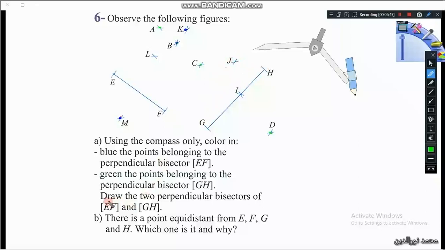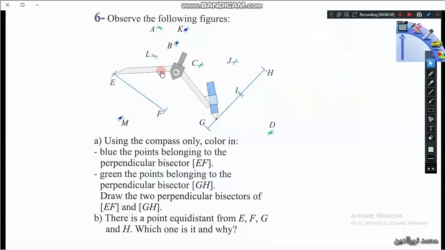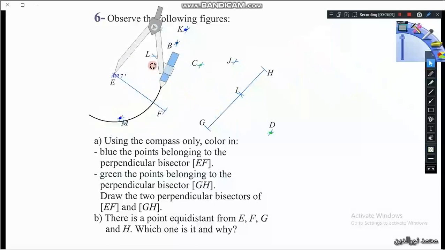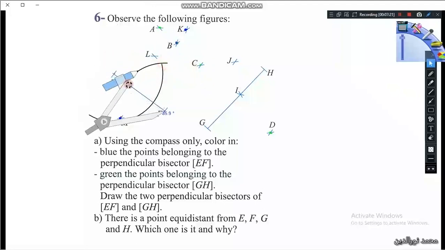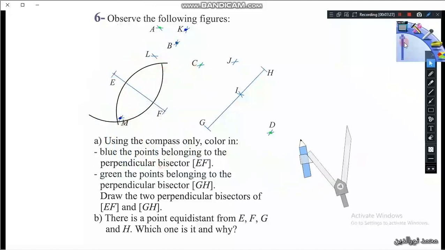And then draw the two perpendicular bisectors of EF and GH. So راح نرسم هلا perpendicular bisectors. So راح نرسم أول شي perpendicular bisector لل EF. So we draw an arc of center E. Using the same opening, we draw another arc of center F. And the 2 arcs intersect at 2 points.